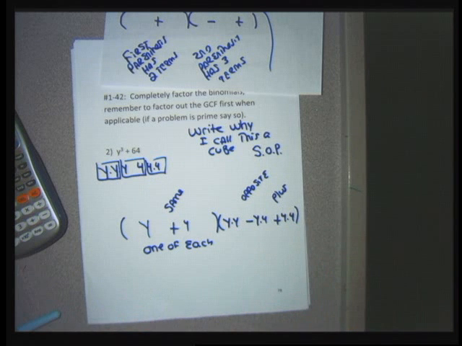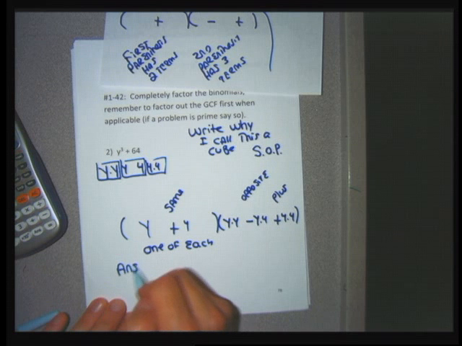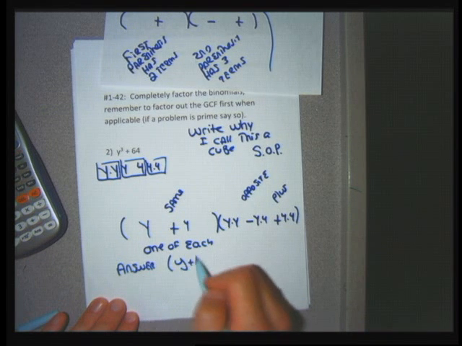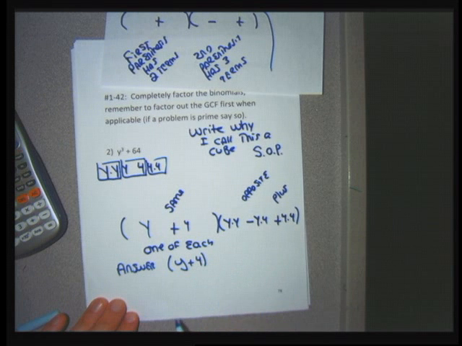I need to do that multiplication. I can't leave the answer like this, but this is going to be the answer. Looks way more complicated than any answer that we've gotten so far, but I'm going to get a y plus 4 in the first parentheses, that's one of each.